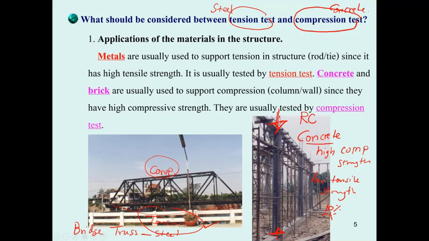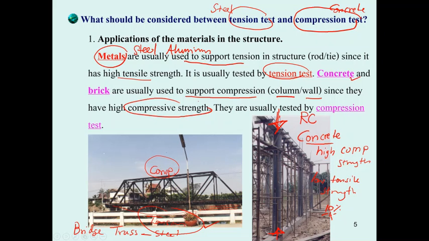So the first thing we consider is the application of the material in the structure. Metal, usually including steel and aluminum, usually supports tension in the structure since it has high tensile strength, and is usually tested in tension tests. Concrete and brick are usually used to support compression in the column or in the wall since they have high compressive strength. So they are selected to be tested in compression.